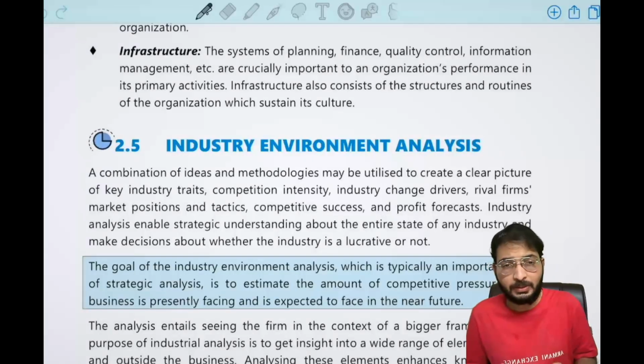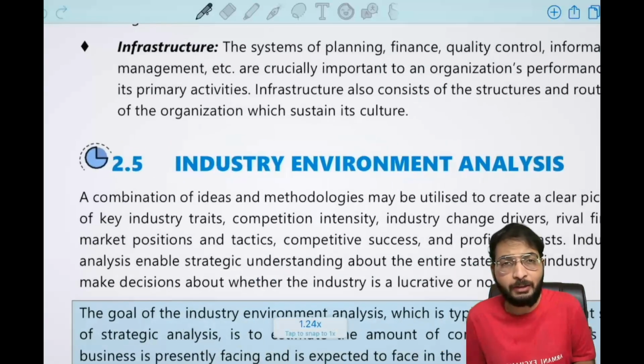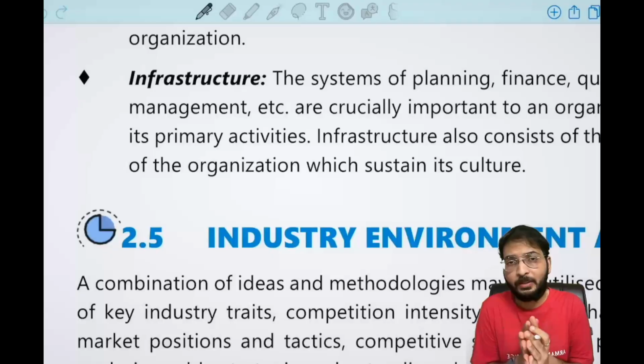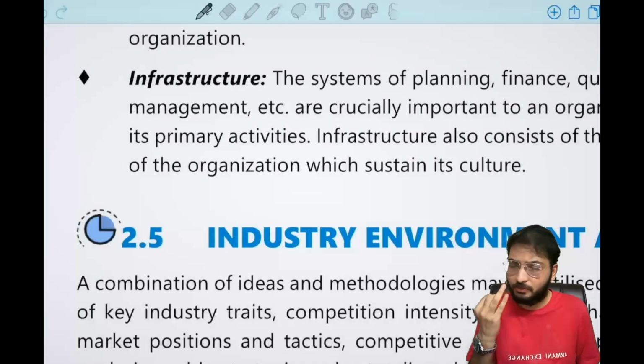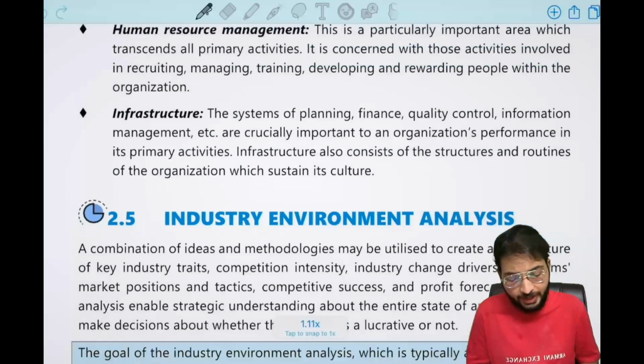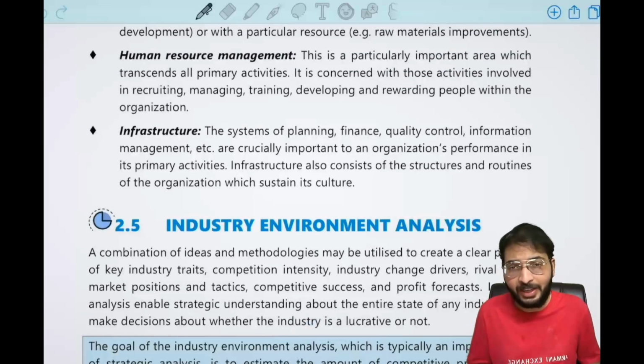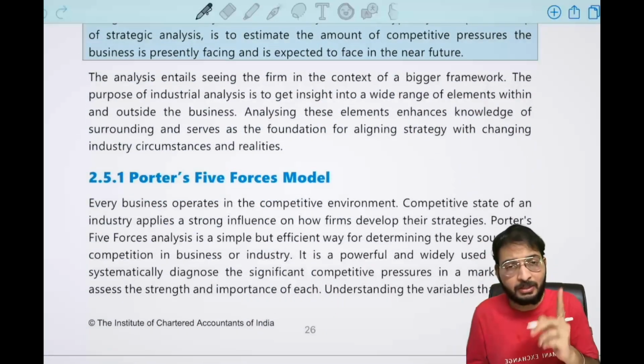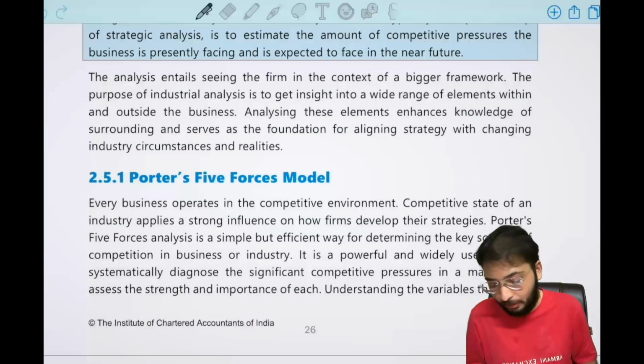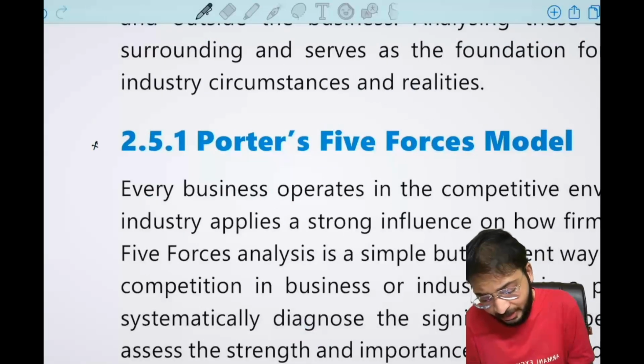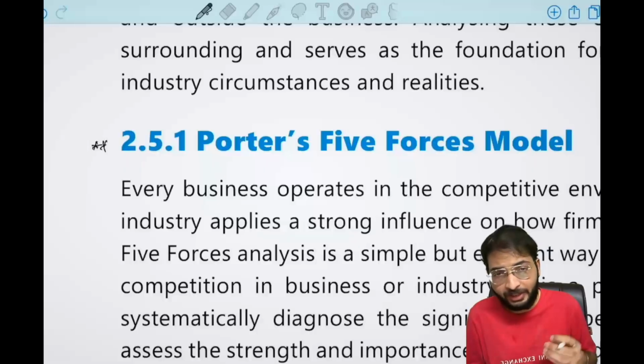All right, moving on to the next topic, which is called industry environment analysis. Firstly, what is industry? A group of similar companies is called an industry. For example, the mobile industry: OnePlus, Apple, Samsung, all this comes under industry. Now, in this topic we are studying the industry environment. First is Porter's five force model, one of the very, very important questions that will be asked in the examination.